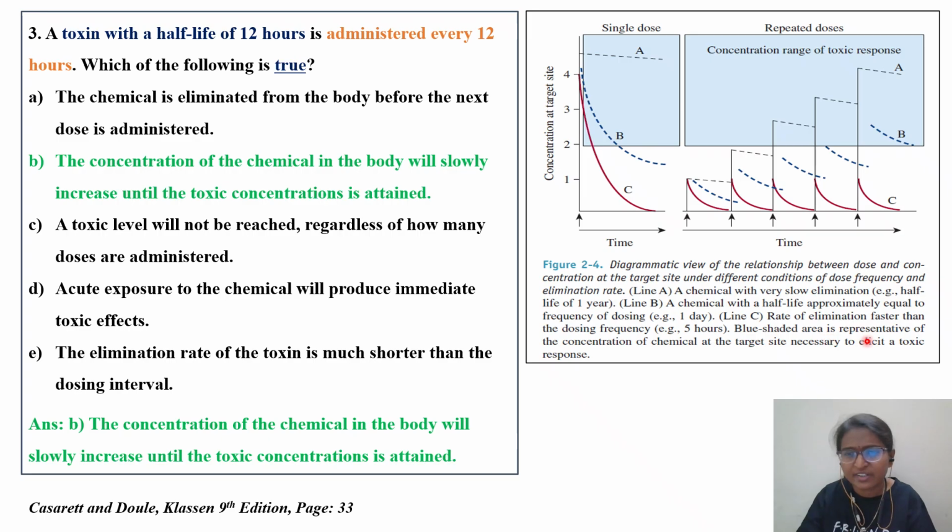The blue shaded region is representative of the concentration of the chemical at the target sites. For example, our target site was, say, the liver, necessary to elicit a toxic response. So try to read this graph, very important. Based on this concept, many questions have come. It is on page number 33.